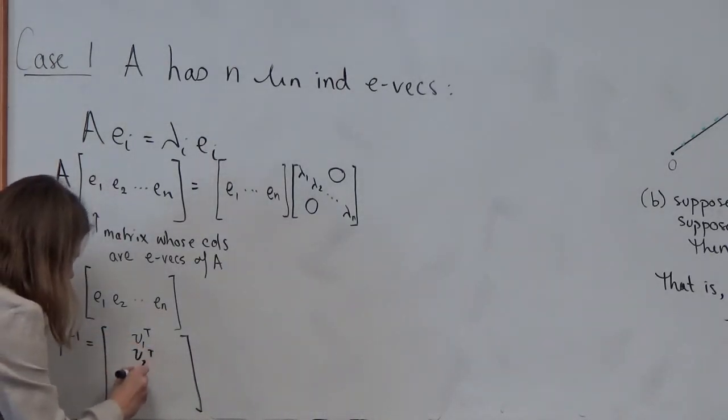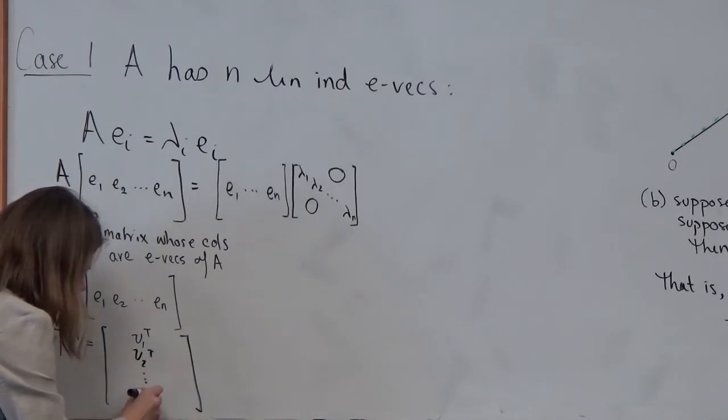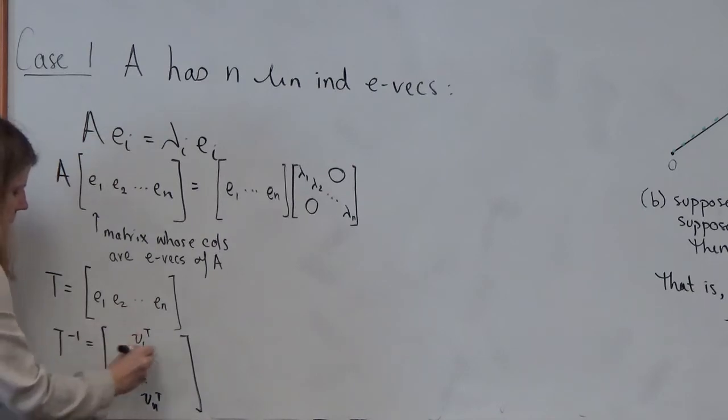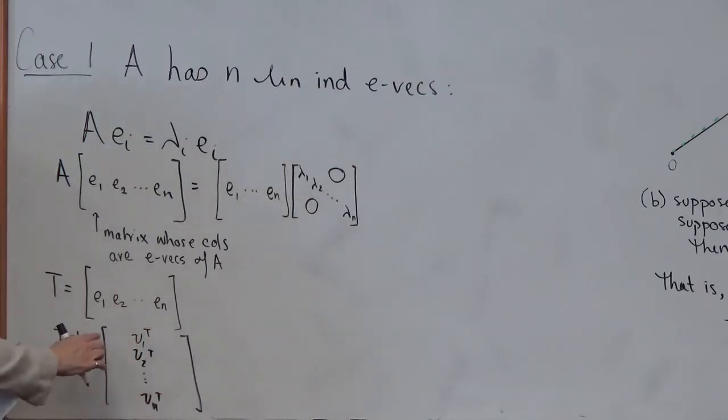Mu2 transpose up to mu n transpose. Okay, so the E's are columns, these are rows. There's n of them. It's an n by n matrix. So each one is a 1 by n vector. All right, that's just notation.